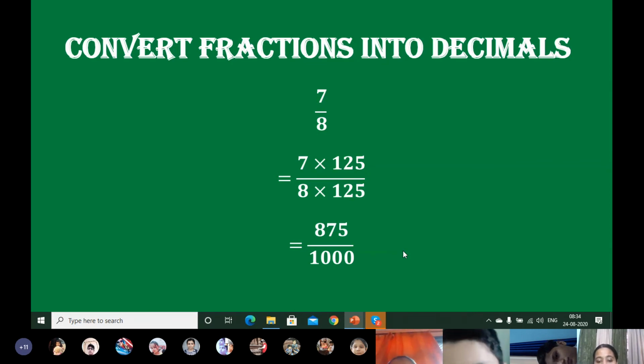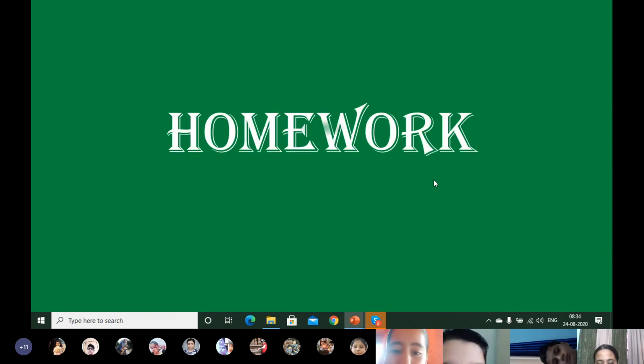बेटा, अगर गलत read करोगे तो लिखोगे भी गलत. So remember, always read it correctly. 0.875. Okay? So now open your books or note down your homework.